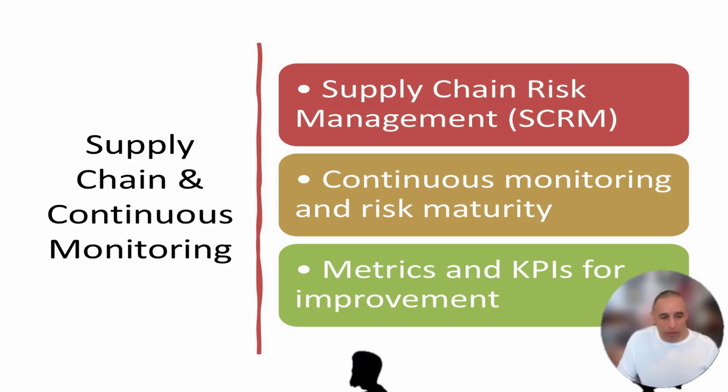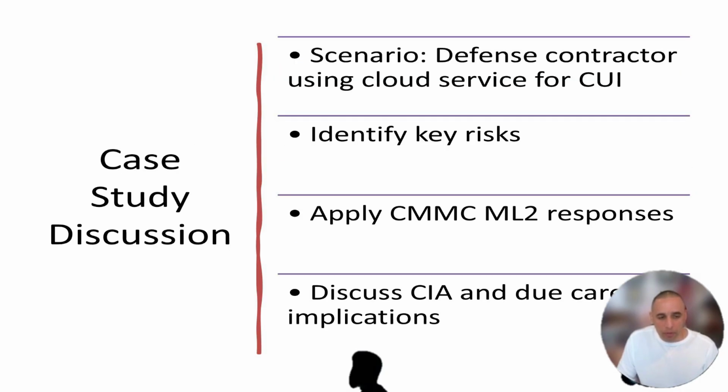Transition. By managing supply chain risks and implementing continuous monitoring, organizations can strengthen their overall security posture. Next, we'll apply these concepts in a case study discussion. Let's apply what we've learned with a case study discussion.